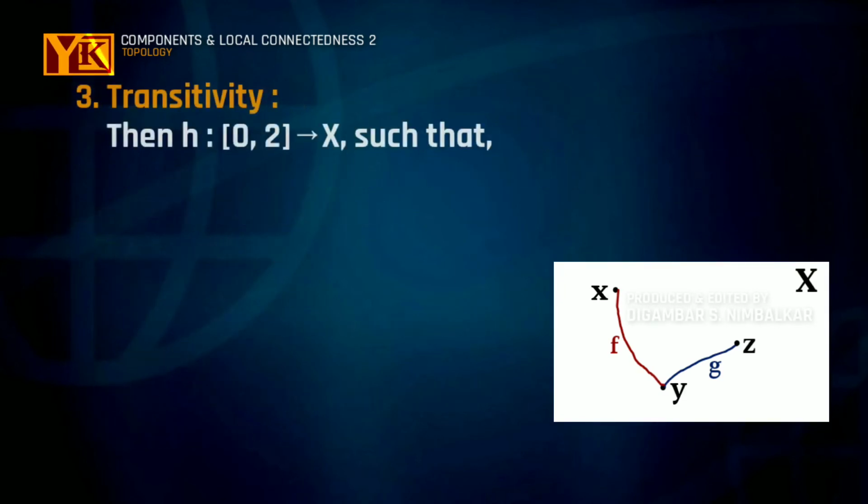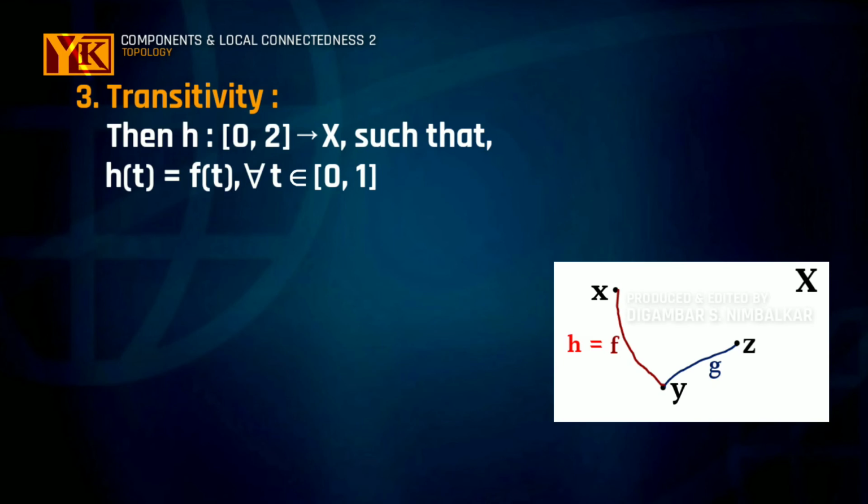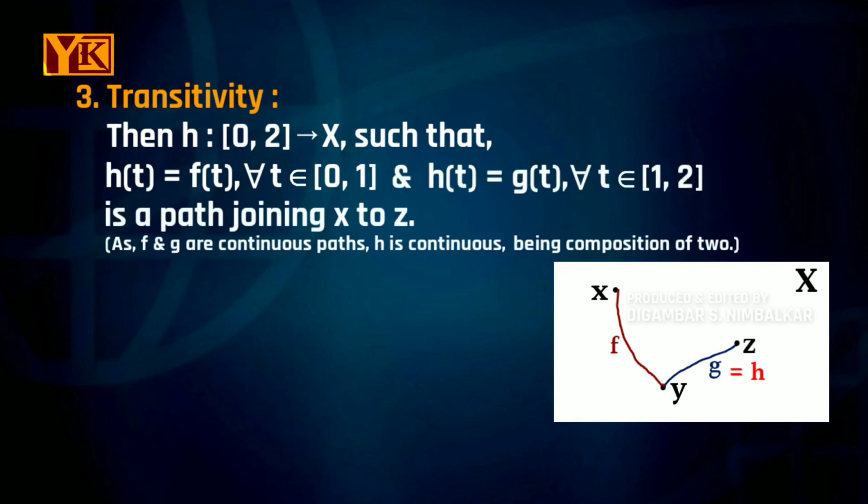Then if we consider a path h from closed interval [0, 2] to X such that h of t is equal to f of t when t is from the first interval, that is from closed interval [0, 1], and h of t is equal to g of t when t belongs to the interval [1, 2], then h will be a connected path from x to z, and thus x is equivalent to z, and thus transitivity holds.